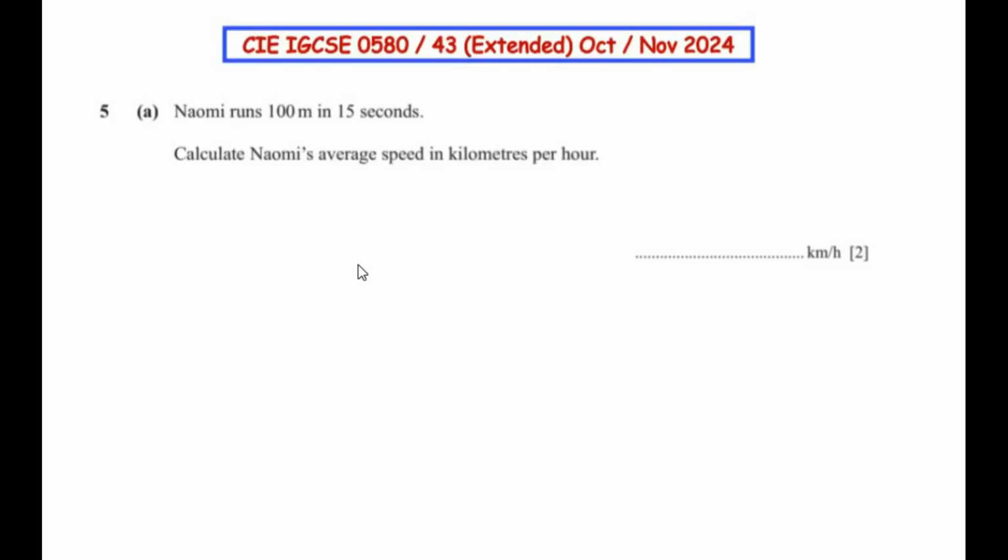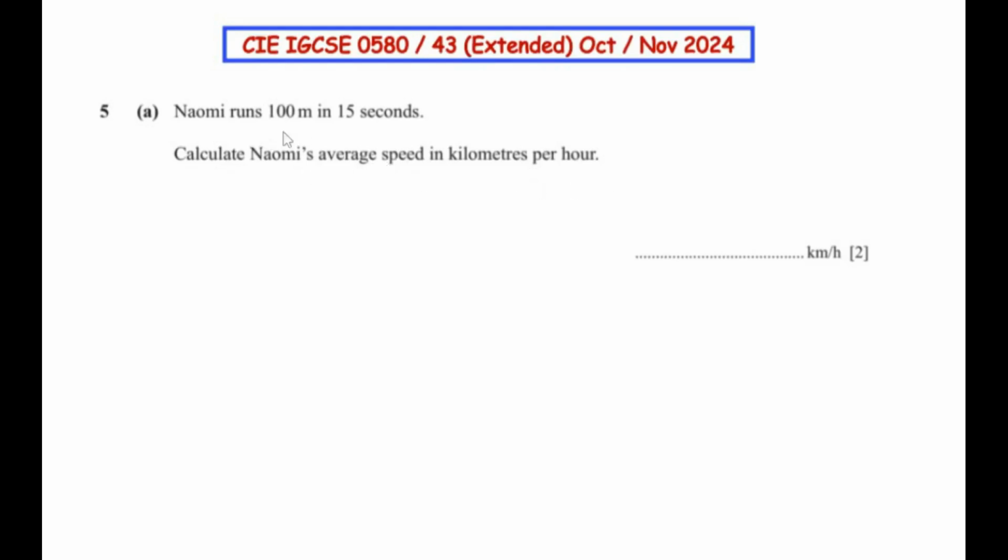In this video we are going to solve the fifth question from 058043 extended paper from October-November 2024. Now this question is from distance, speed and time topic. Naomi runs 100 meters in 15 seconds. Calculate Naomi's average speed in kilometers per hour.